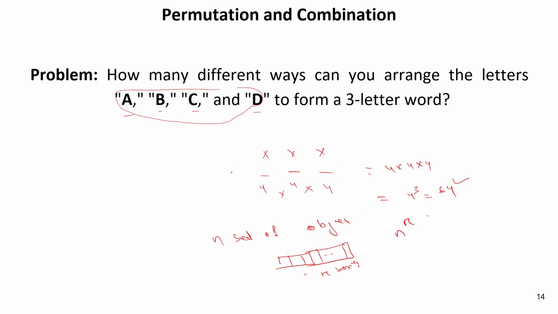And how many numbers do I want to choose? I want to choose only 3. Okay. So 3 letters I want to choose. So that is why it was 4 power 3. That is how we will need n power r if we have n set of objects and we want to choose r at a time. Okay.